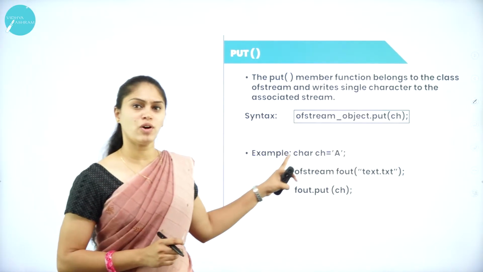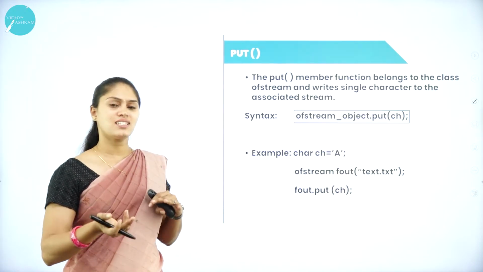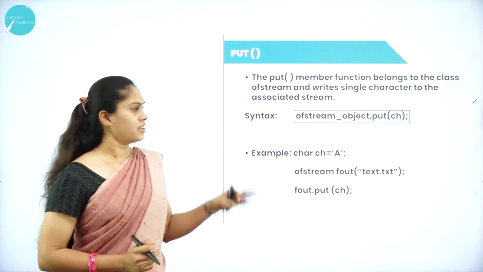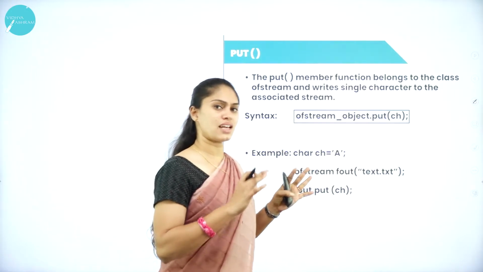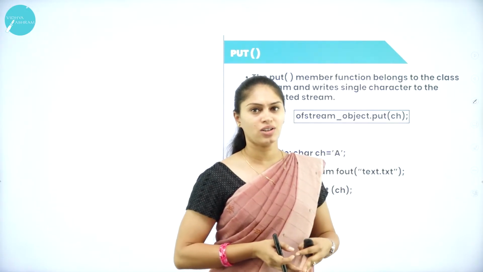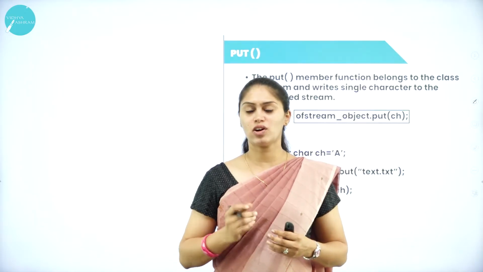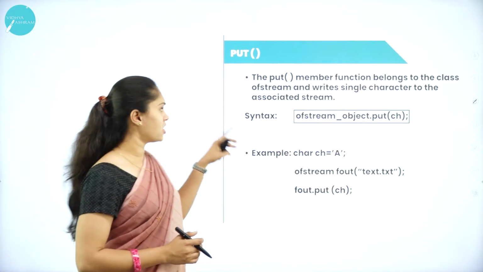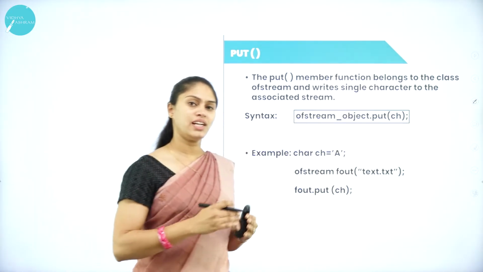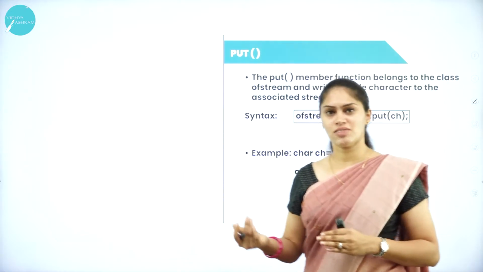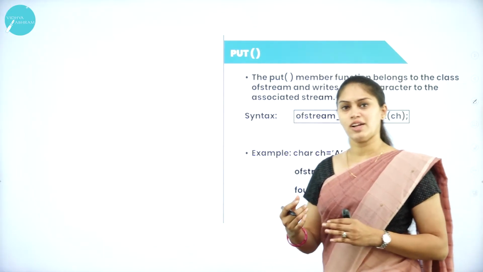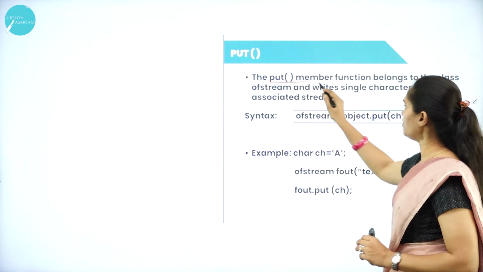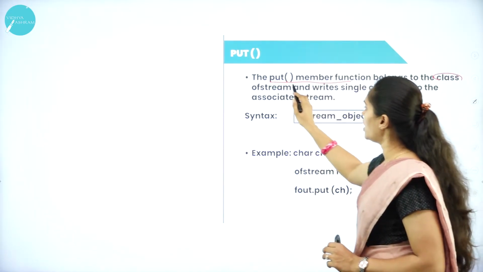Then what if I want to perform an output operation? That is just the reverse of the get member function. You can see here the put member function. Put is nothing but displaying some content on the file. What am I displaying? A single character, with the help of the put member function. Since it is related to output, it belongs to the ofstream class. So the put member function belongs to the class called ofstream.